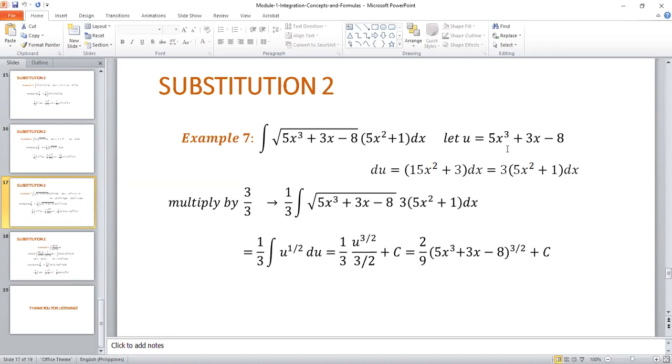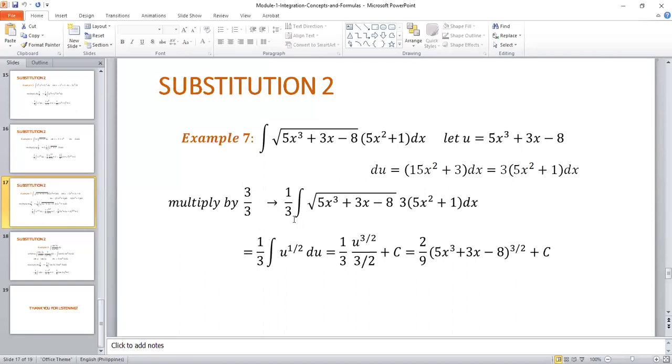So u is 5x cubed plus 3x minus 8. du is 15x squared plus 3 dx. You only have 5x squared plus 1. If you multiply this entire expression by 3, that would be 15x squared plus 3. That derivative is what you need to go with the u. That way you can use the power rule. So you need to introduce 3 here. That requires you to multiply the original integral by 3 over 3.